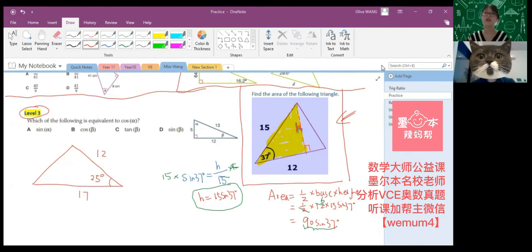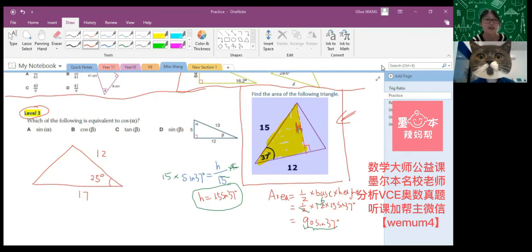Franklin, which year level are you in? Okay, year 9. I'm not sure if you are the only year 9 student here, but that's brilliant, and your explanation is also really clear. Very good.